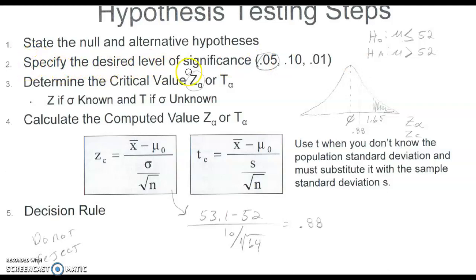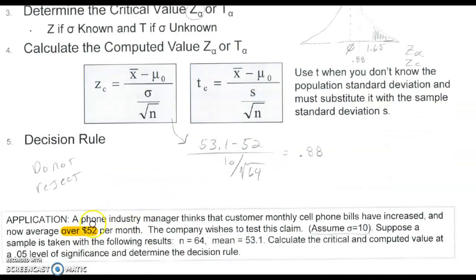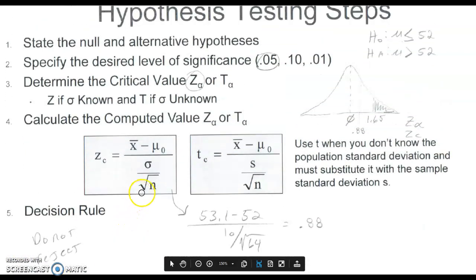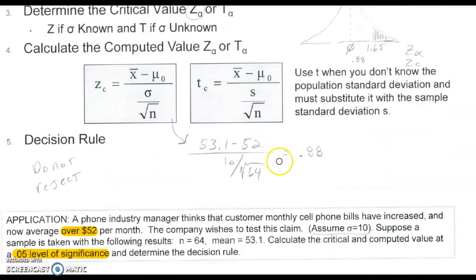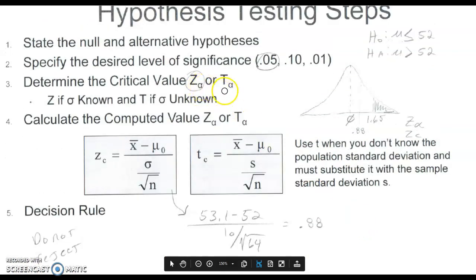Now let's specify the desired level of significance. Well, it tells us that we need a 5% level of significance right there. Okay, so we just write that in, right? Or circle 5%. Step 3, determine the critical value, either z or t. Now in this particular case, we know what the population standard deviation is. It gives it to us. It's 10. So because we know that, we would use z, not t.